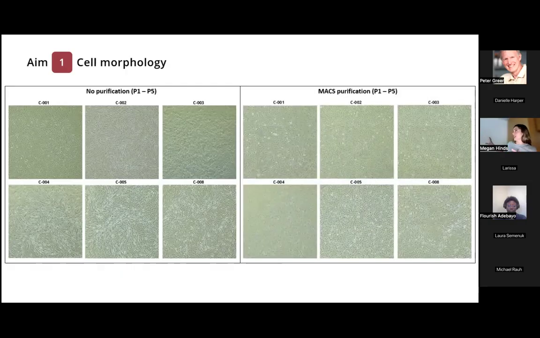In contrast to that, these are all the exact same controls, and these are cells isolated from them following purification. If you see here, for example, we still see evidence of some different cell morphologies, but in general, it's a much more uniform, much more well-organized culture. Because of this, I'm going forward with the magnetic activated cell sorting for purification.